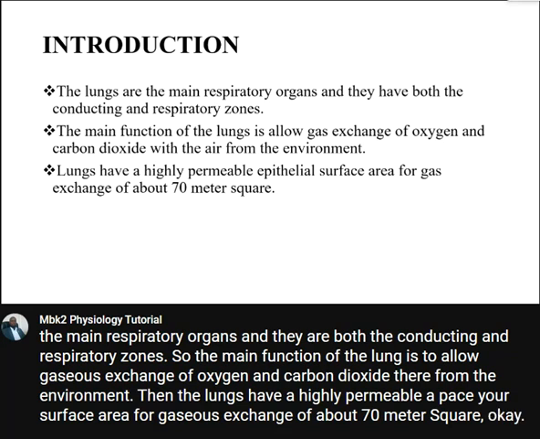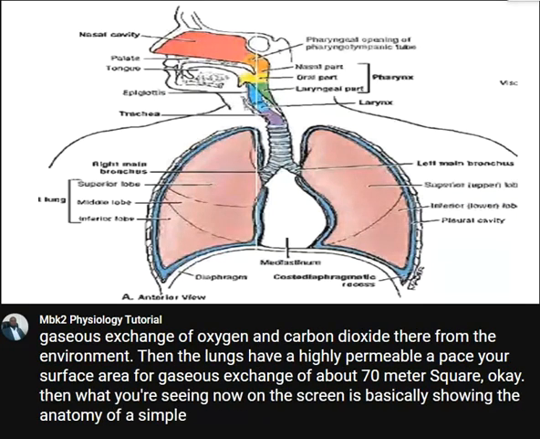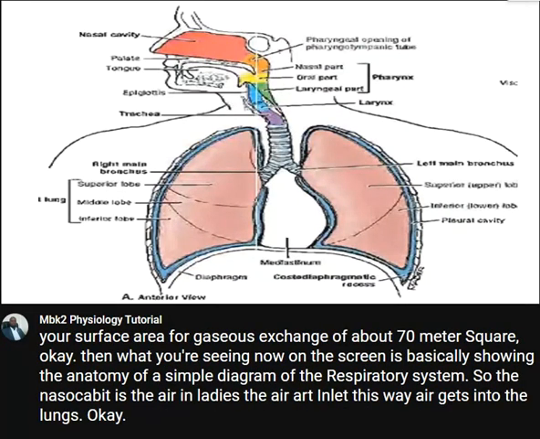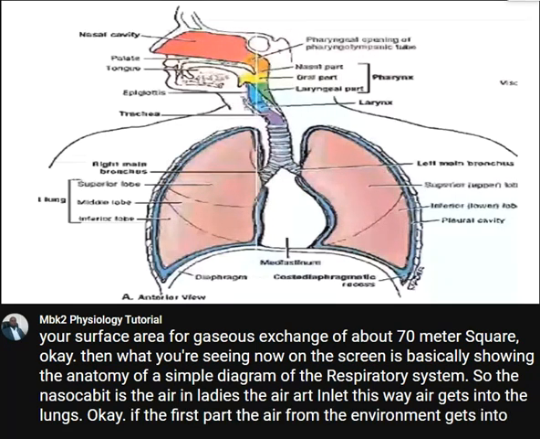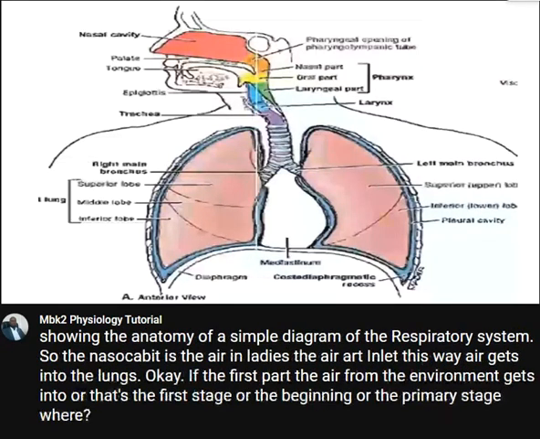What you are seeing now on the screen is a simple diagram of the anatomy of the respiratory system. The nasal cavity is the air inlet. This is where air gets into the respiratory system. It's the first part the air from the environment enters, the primary stage where air starts to enter into the respiratory system.